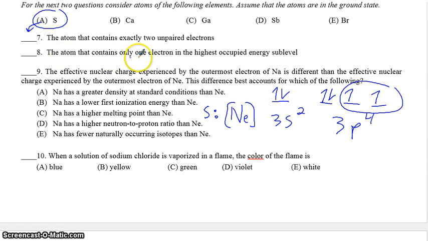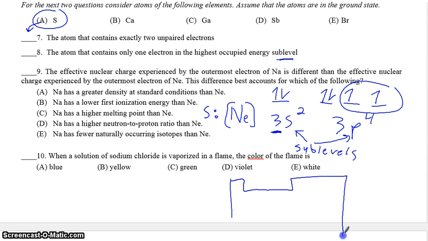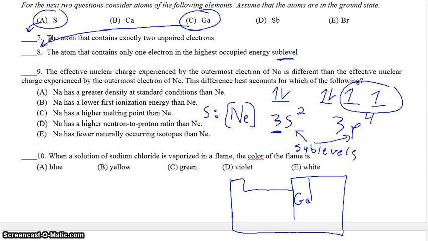Number 8 says the atom that contains only 1 electron in the highest occupied energy sublevel. Now remember that the 3 is the energy level, the S and the P are the sublevels. These are sublevels. So we're looking for the element that only has 1 electron in the sublevel. If you take a look at the periodic table again, this is a very convenient way of drawing the periodic table, you'll find that gallium is sitting as the 1st element in the P block. So gallium is actually the answer because it's the 1st element in the P block, so its configuration will be P, only 1 electron.